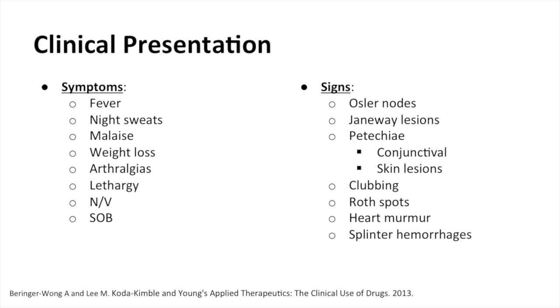Pertaining to the signs, Osler nodes are painful, raised lesions found on the hands and feet. Janeway lesions are non-tender lesions on palms or soles. Petechiae are small, red, purple spots caused by bleeding in the skin. Roth spots are retinal hemorrhages with white or pale centers, and splinter hemorrhages are tiny blood clots that tend to run vertically under the nails.